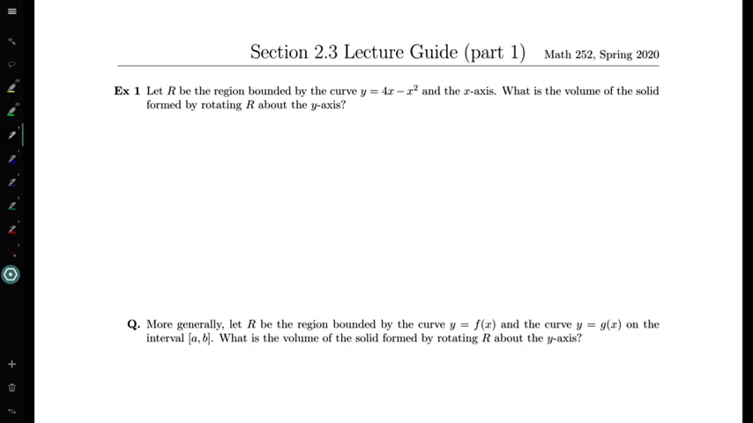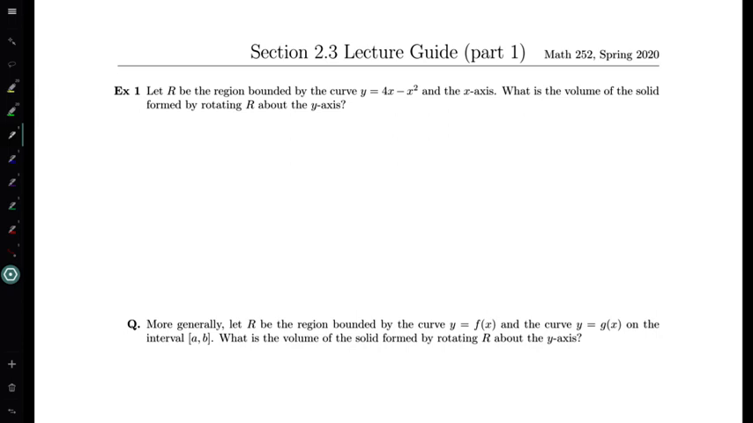So for example one, we're going to let R be the region bounded by the curve y equals 4x minus x squared and the x-axis, and we want to find the volume of the solid of revolution formed by rotating R about the y-axis. So let's take a look at region R first.